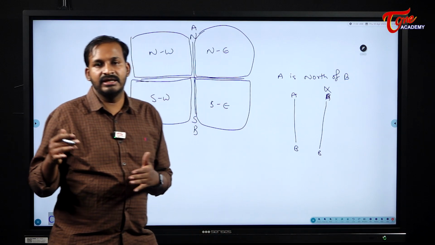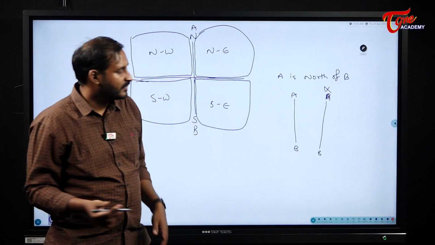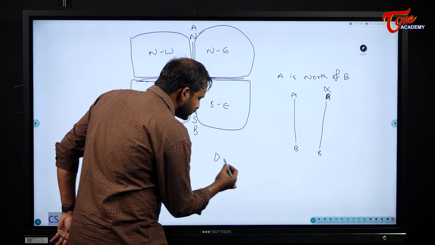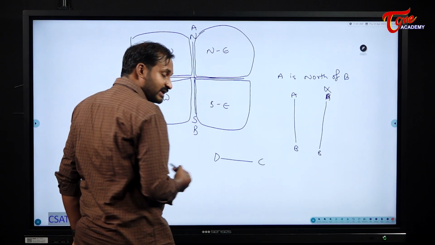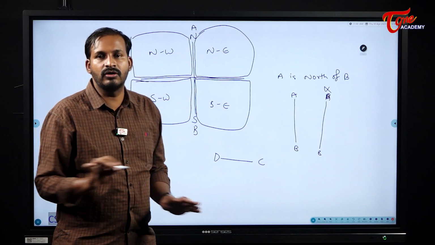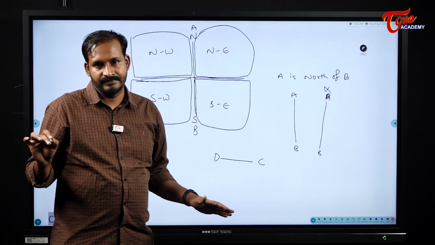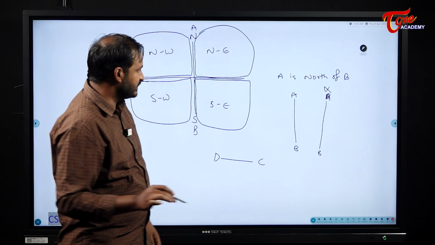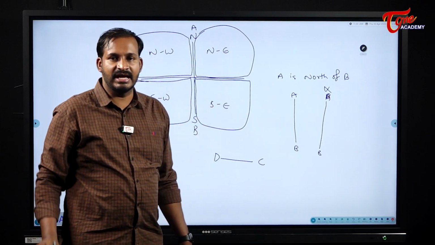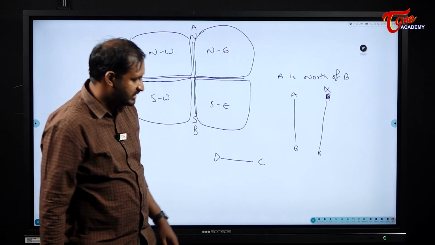If I say C is to the east of D, then definitely C will be in a straight line with D. There is no doubt in that. They will not be deviated by a minute degree also. Okay, understood? So in this manner we will consider the directions north to south, always in a straight line.